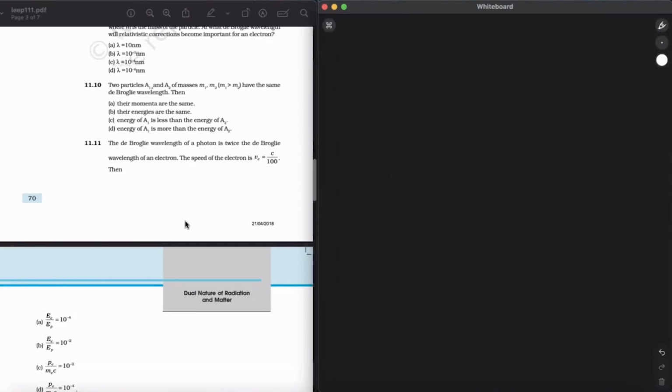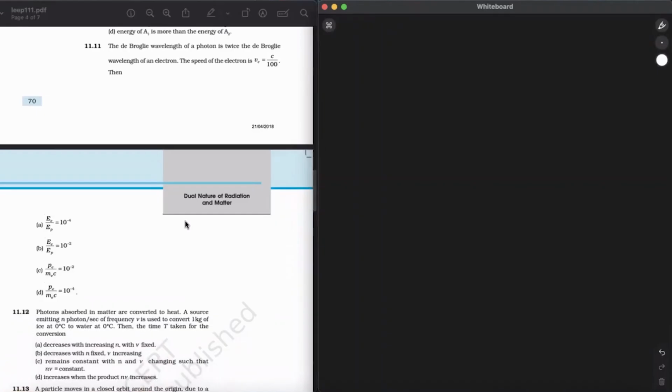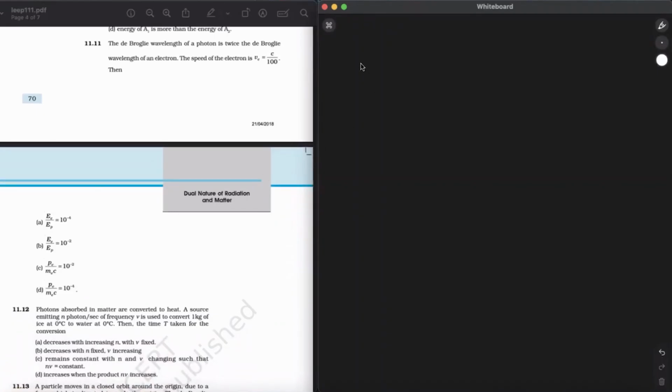Now, the next question is question number 11. The de Broglie wavelength of a photon is twice the de Broglie wavelength of an electron. Okay, so photon is 2 times the de Broglie wavelength of an electron. Speed of an electron is C upon 100. Then you have to compare the energy of the photon and the electron.